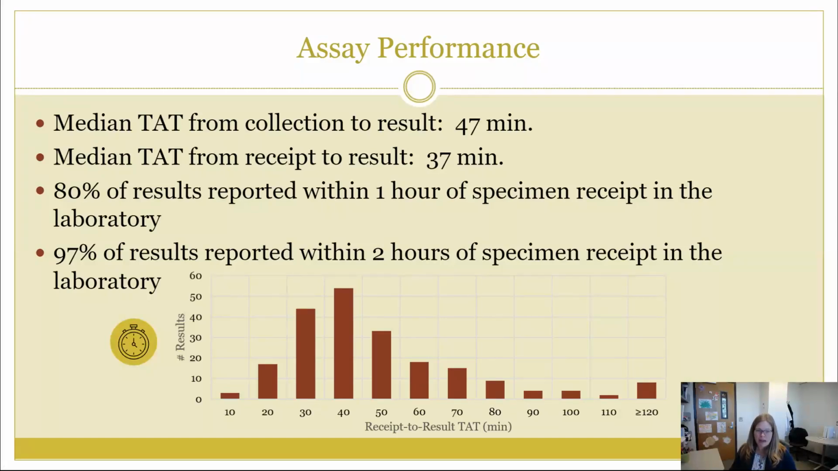We were able to report 80% of results within 1 hour of specimen receipt in the lab, and 97% of results reported within 2 hours of specimen receipt in the lab. And so we were pretty happy with this, although I don't think it could ever be fast enough for some clinical situations. So we're always working on ways to improve this.